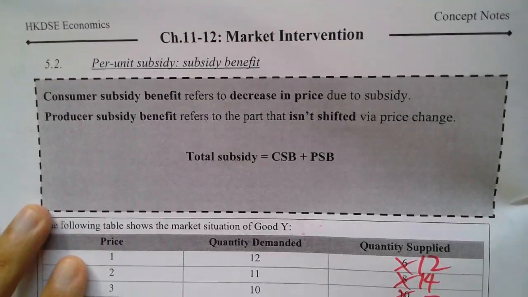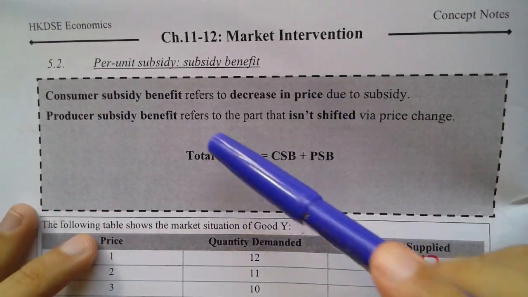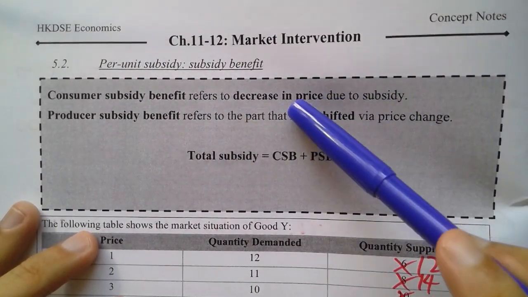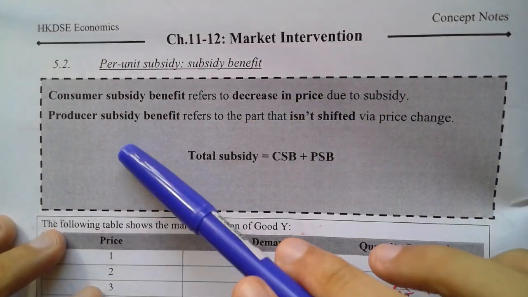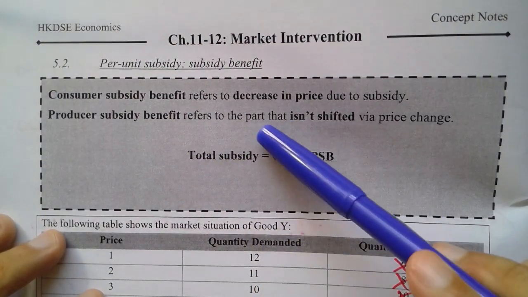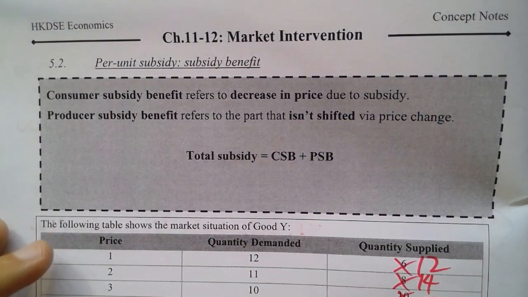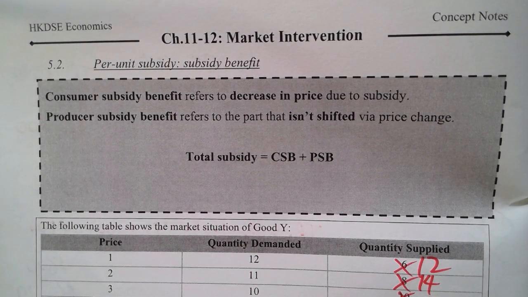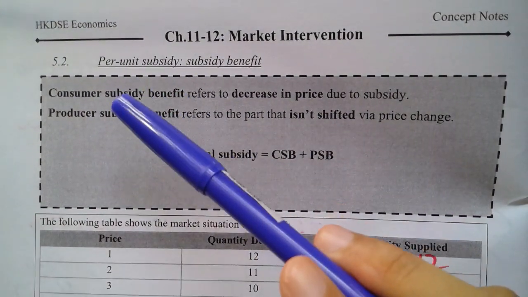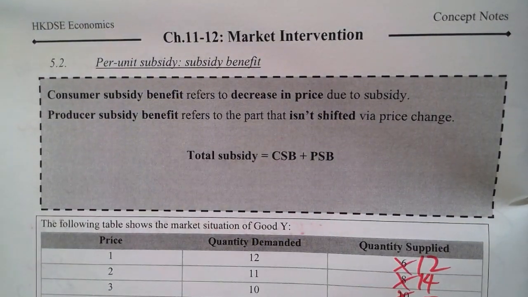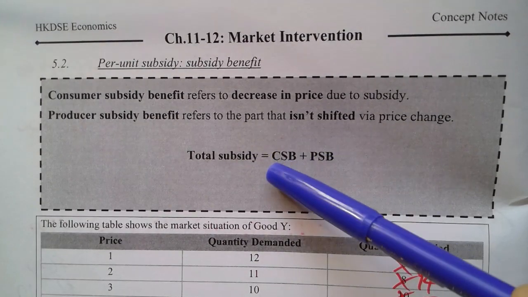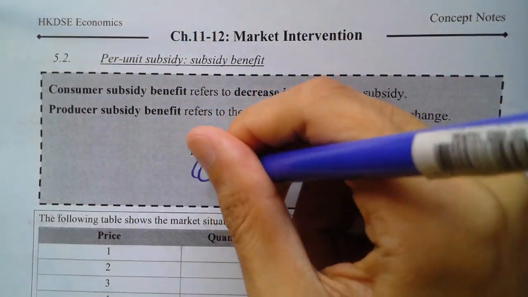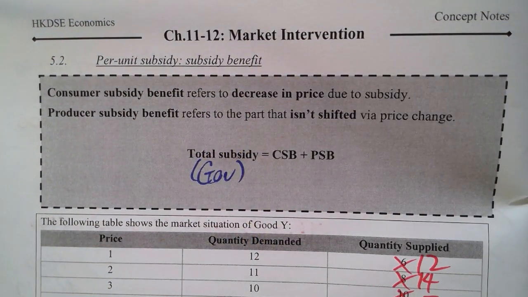Okay, so you see, consumer subsidy benefit refers to the decrease in price. Because the subsidy made it sell cheaper, he benefits. And producer subsidy benefit is the part that isn't shifted. Because of the subsidy, the price goes down, but the $3 subsidy doesn't make it $3 cheaper, only $2 cheaper. So the remaining $1 goes into their own pocket. That is what we call producer subsidy benefit and consumer subsidy benefit. Okay? Now again, remember the two adding up together should be exactly the same as what the government has paid.